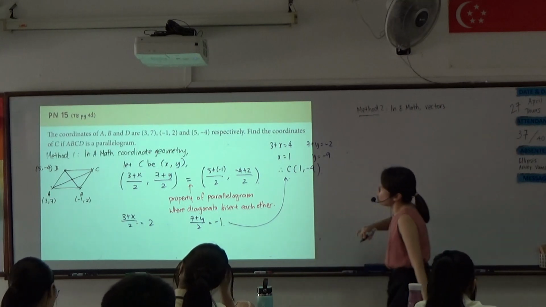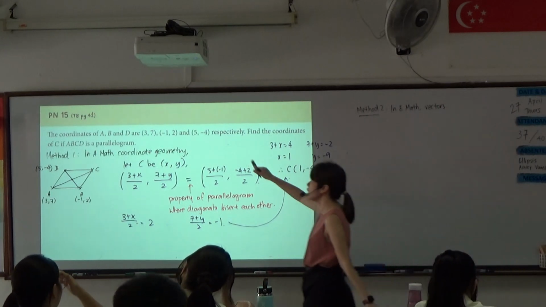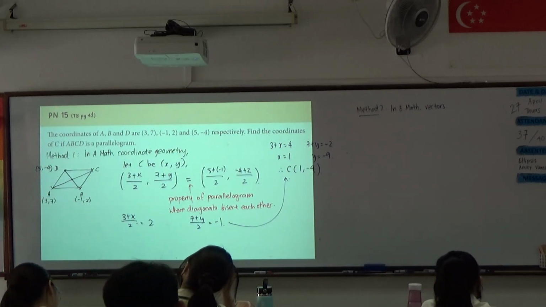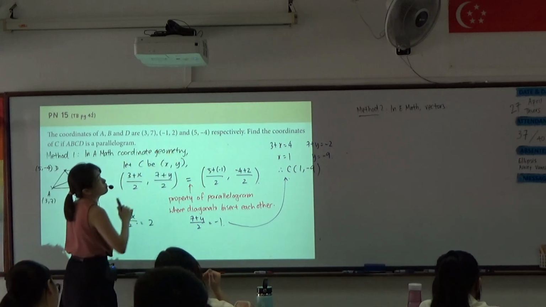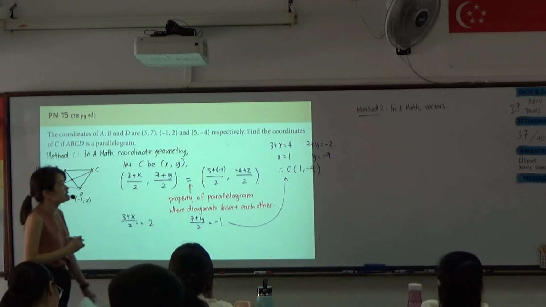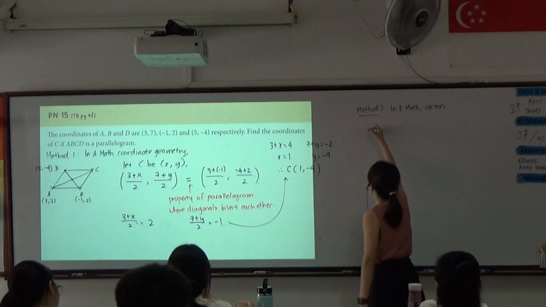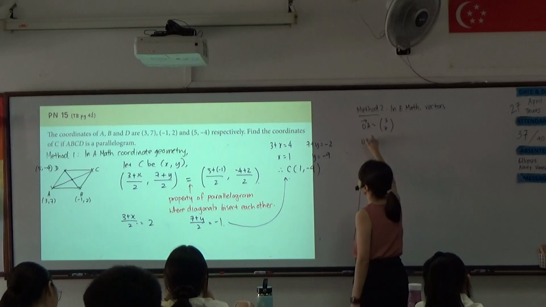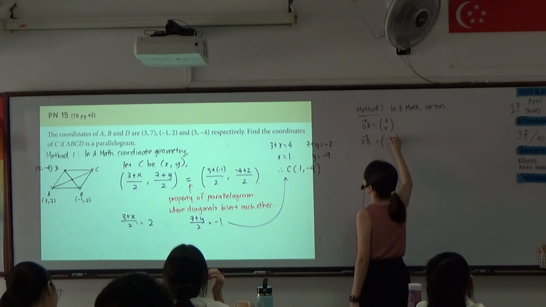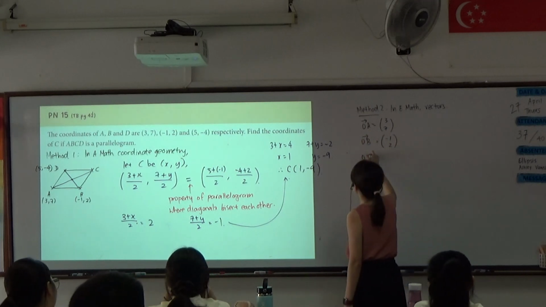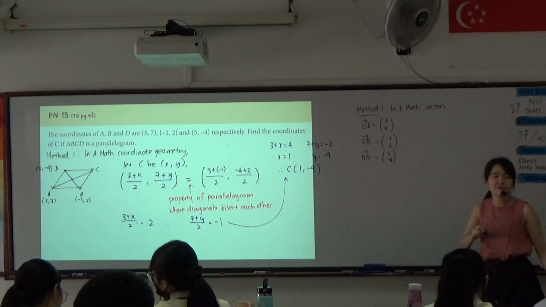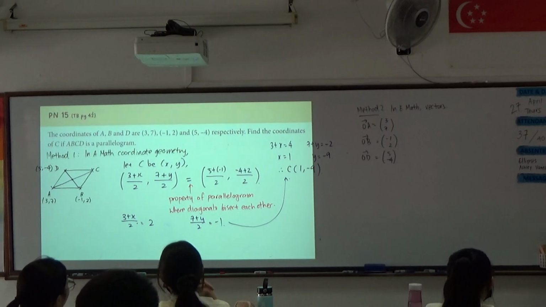Right? So what we can do is that because I have coordinates over here, and previously when we understood position vectors, we can translate these coordinates into position vectors. That means that our vector OA will be 3, 7. OB is negative 1, 2, and OD is 5, negative 4. What we want to find out is the vector OC.